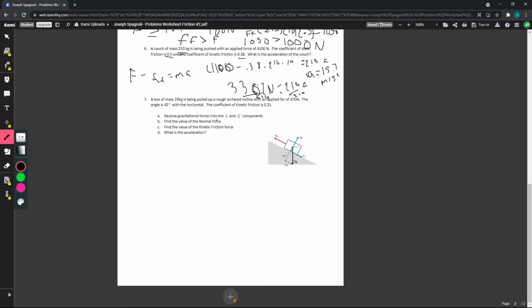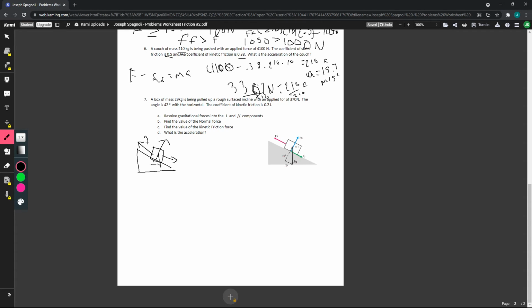A box of mass 29 kilograms is being pushed up a rough surface incline. So that means, off the bat, we have a triangle, which is given to us, but I want to draw my own. So we have a triangle, we have a box on said triangle, and we have a force pulling it up. And we also have a force pulling it down because of friction. We also have normal force, as always, and we have good old gravity. And it's 2 parts. Let me continue reading the question.